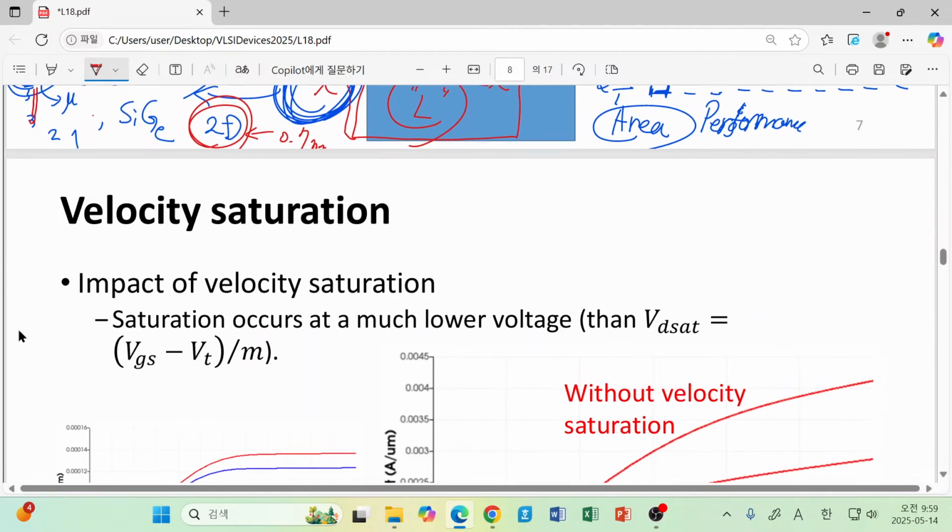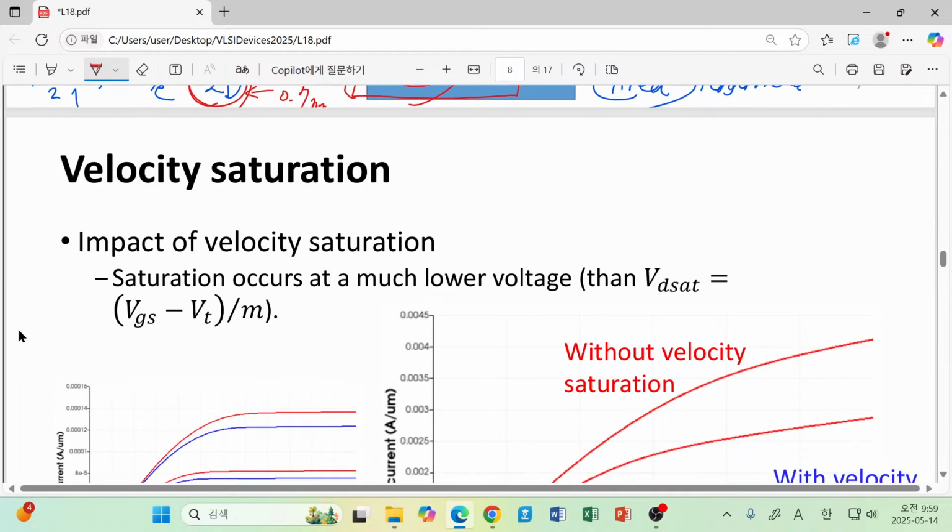Okay, there are plenty of discussions on this stuff, but let me just move to our main content, velocity saturation. Before finishing our discussion about this short channel effect, let me just think about the essential point of our analysis.